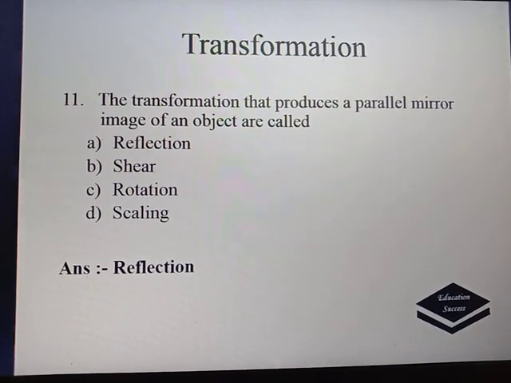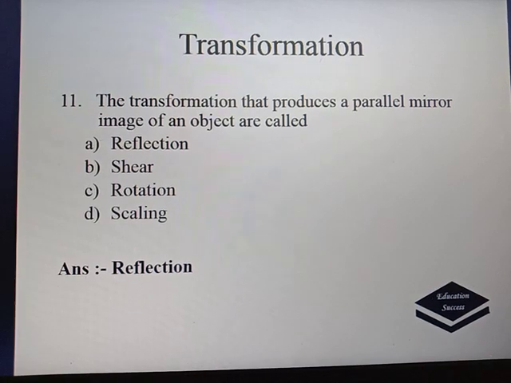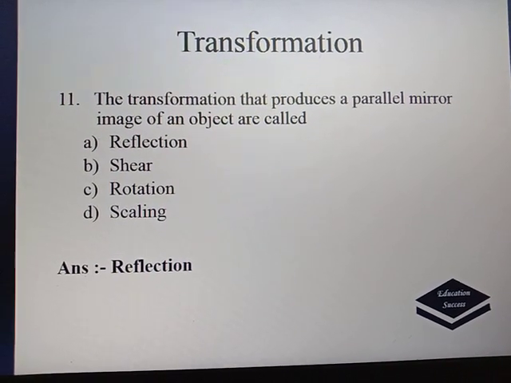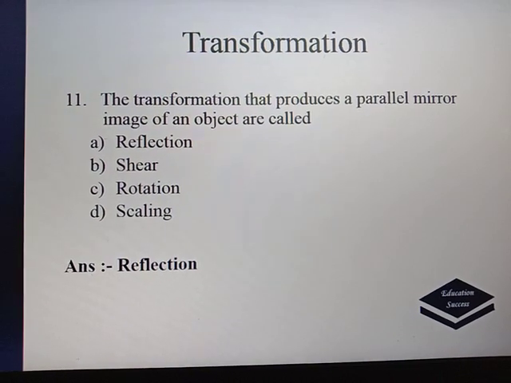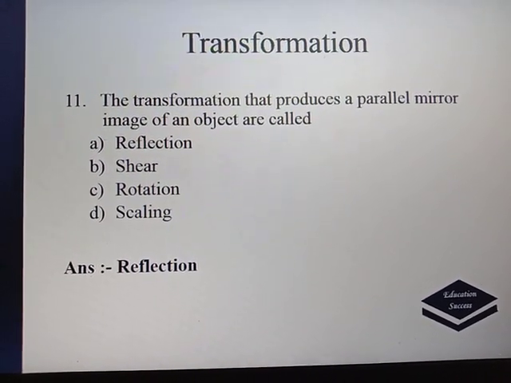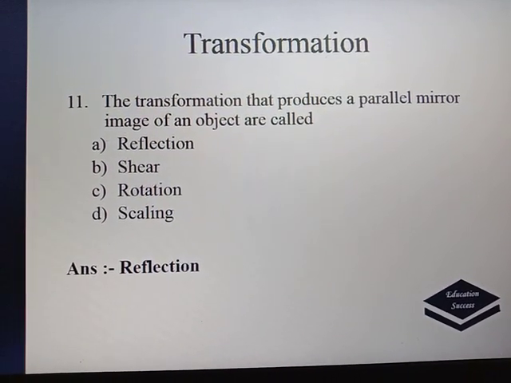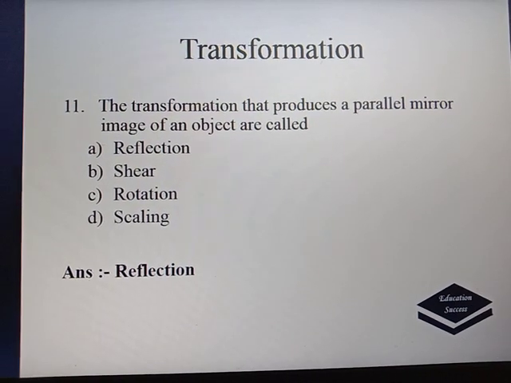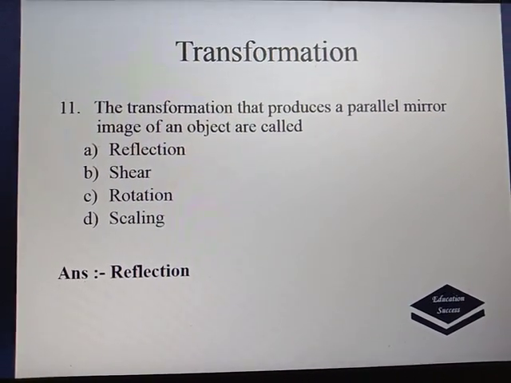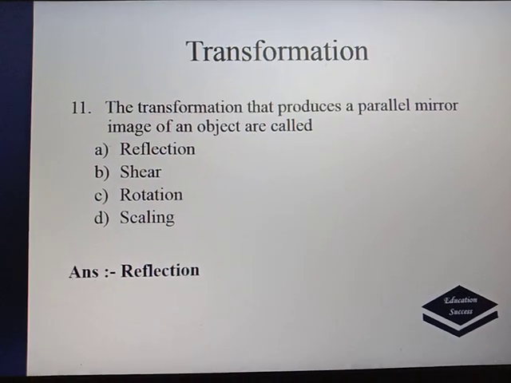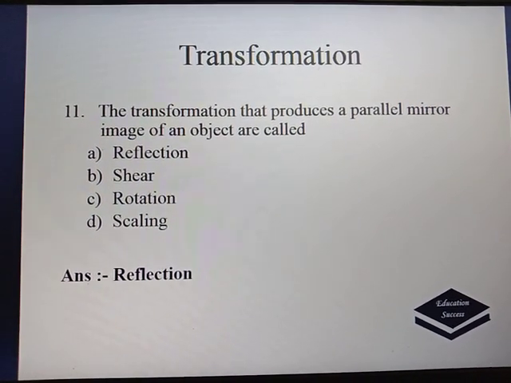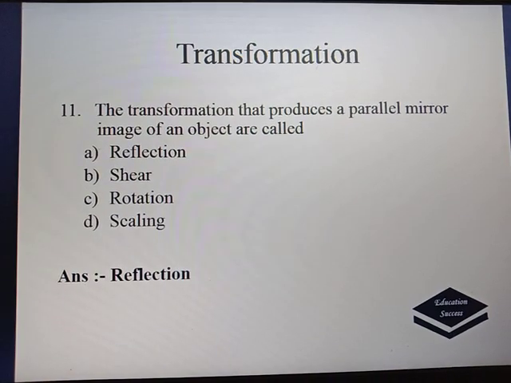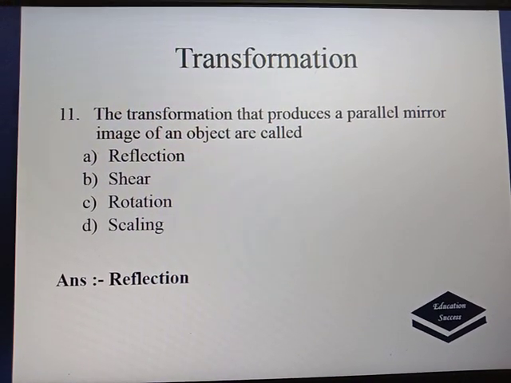The transformation that produces a parallel mirror image of an object is called reflection, shear, rotation, or scaling. Here we are talking about additional transformations. In the additional transformations we have already seen the reflection operation. Reflection operation means to produce a parallel mirror image of an object. Therefore the correct option here is reflection.